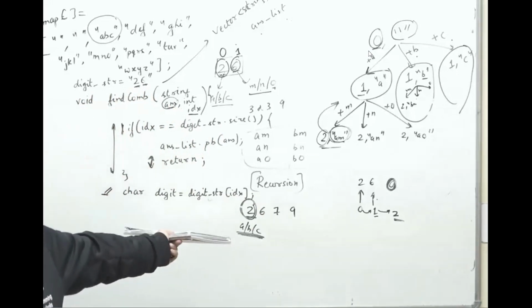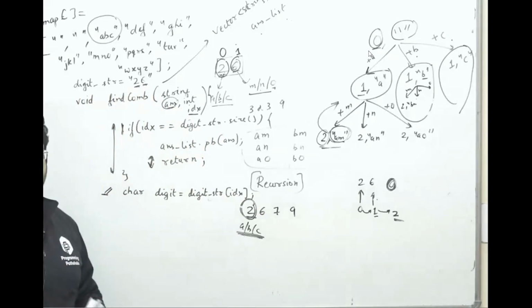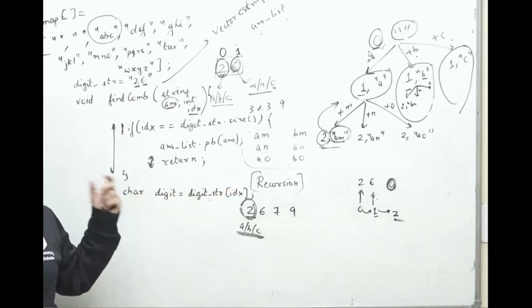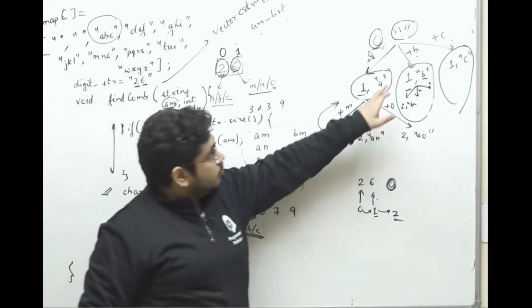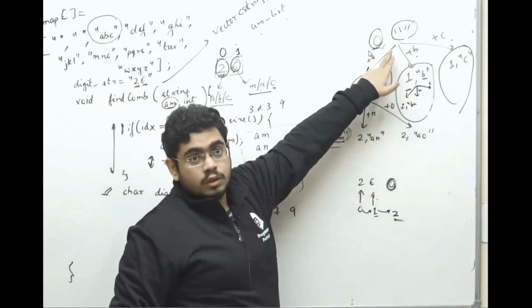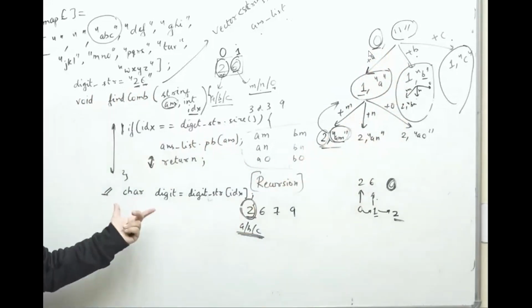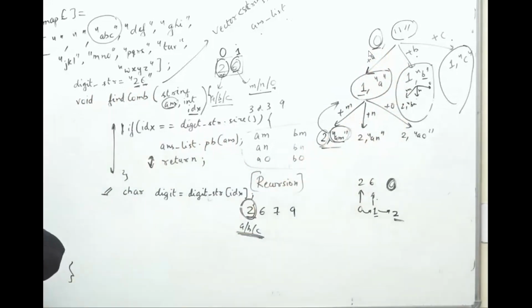Does this make sense? What is this step doing? I've extracted out the digit for which I need to make a decision. Here it would have been 2. Here it would have been 6. Yes or no?